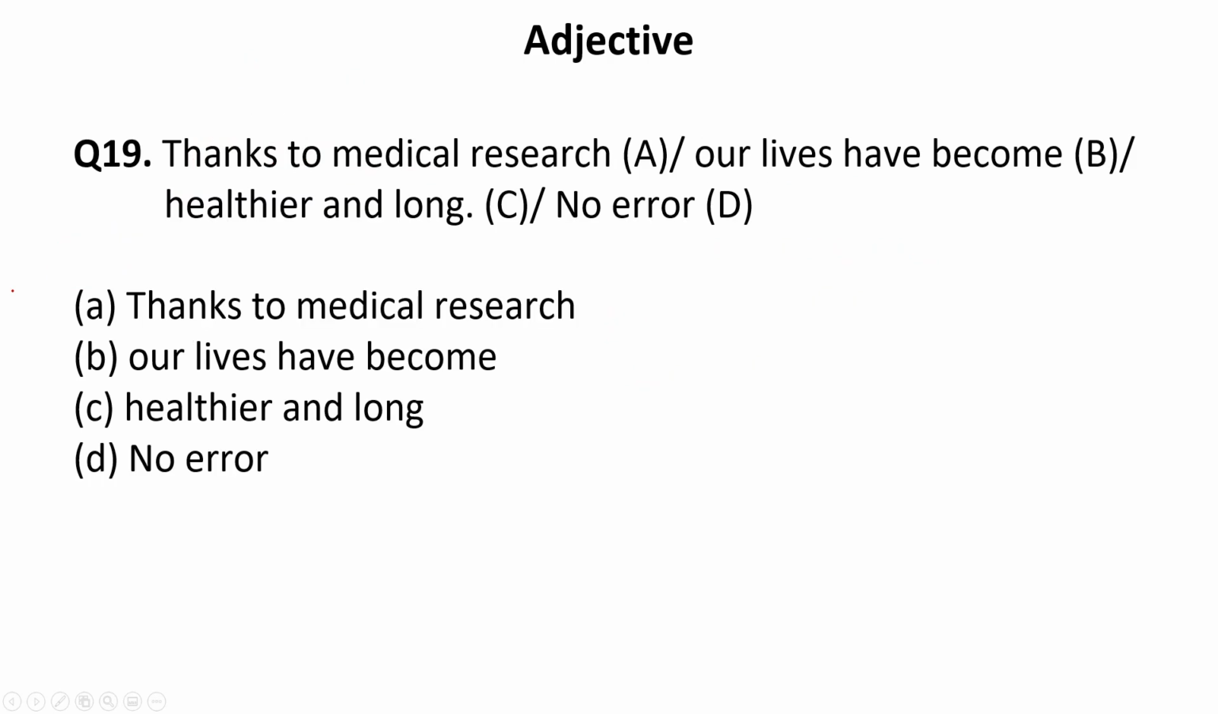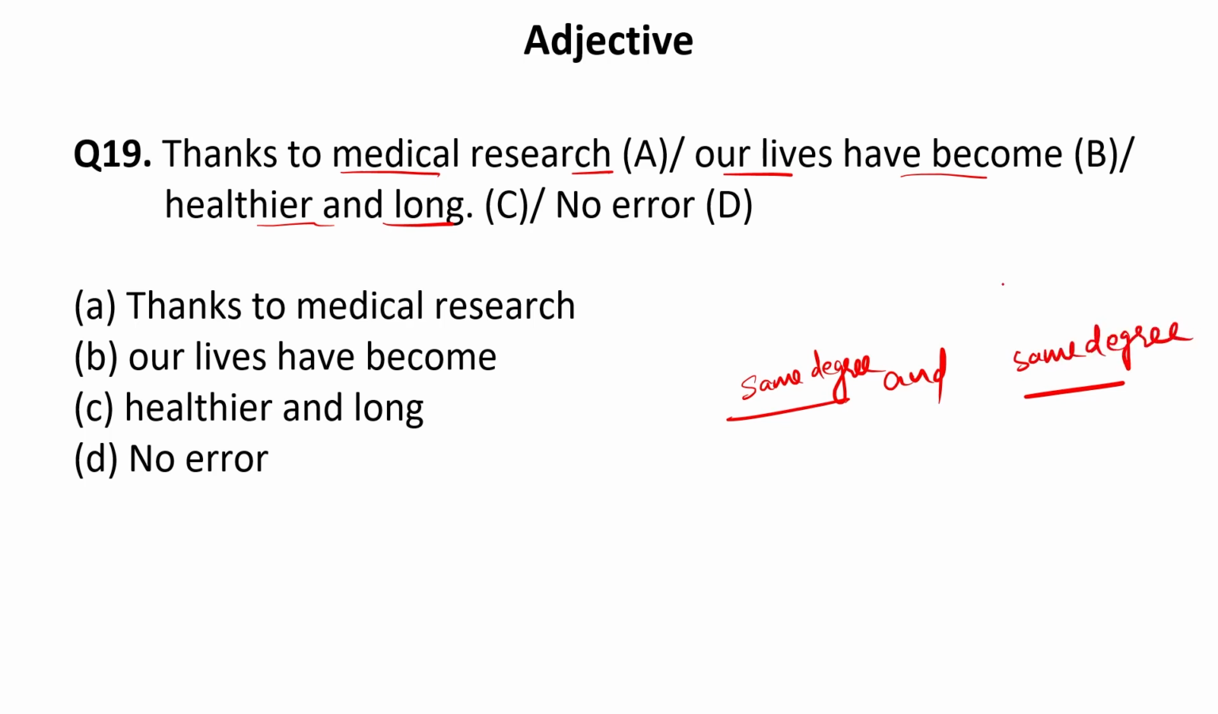Now, let us move to the next one. Thanks to medical research, our lives have become healthier and long. Whenever we have "and," we should write the same degree of adjective on both the sides. Now, if here we have comparative degree, here also we should have comparative degree, so it should be "longer." So thanks to medical research, our lives have become healthier and longer. So the error is in part C, so our answer is C.